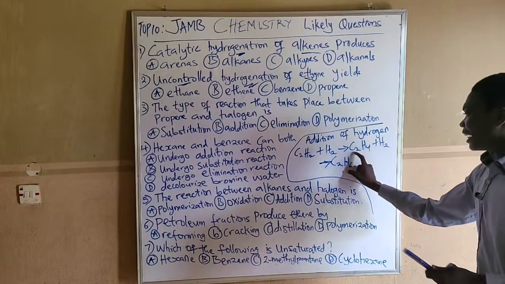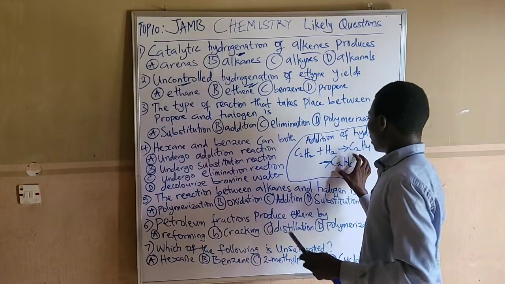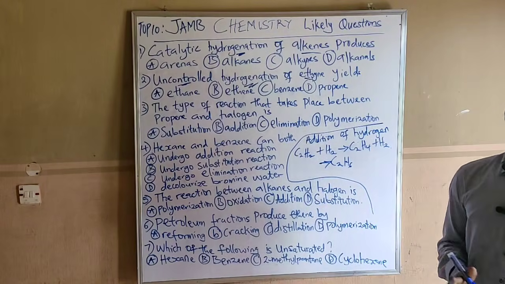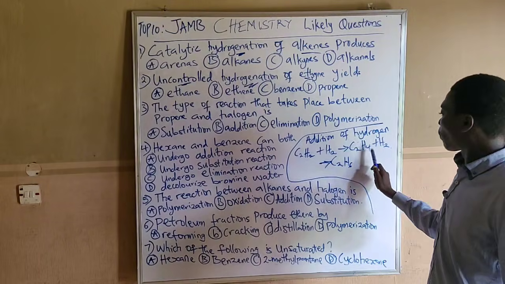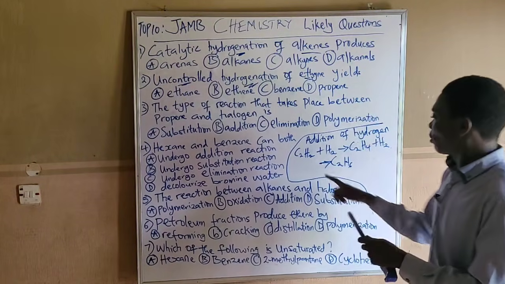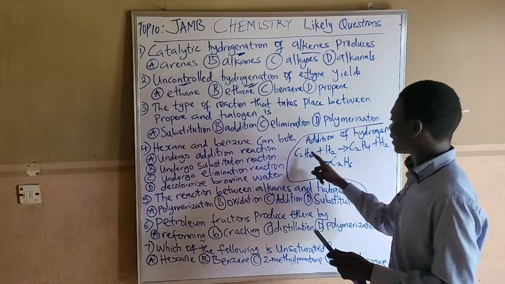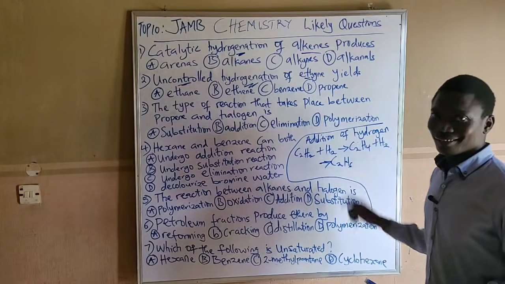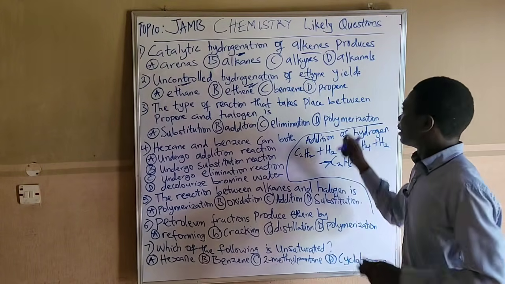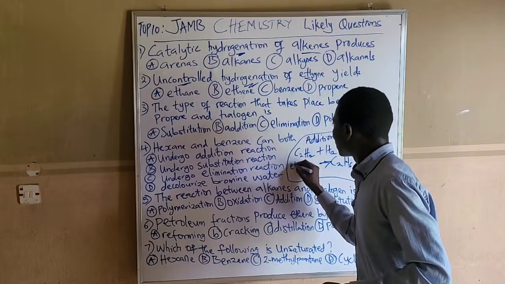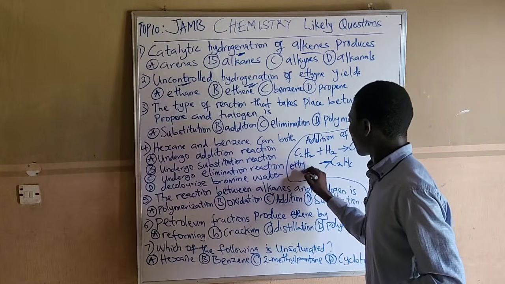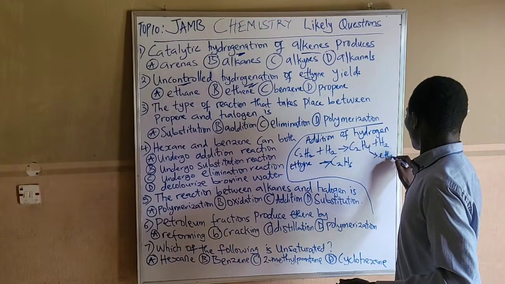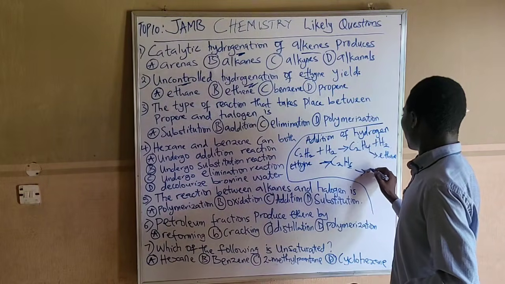This tells us that at this point we have reached a member of the alkanes. When you get to alkane, you can't hydrogenate again. That's where you stop. This is the formula of ethyne, this is the formula of ethene, and this is the formula of ethane. Can you see the difference?